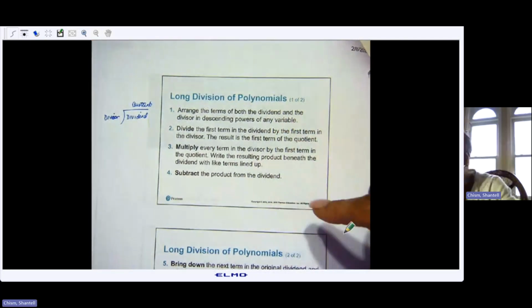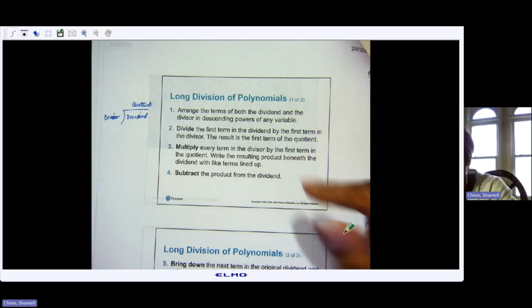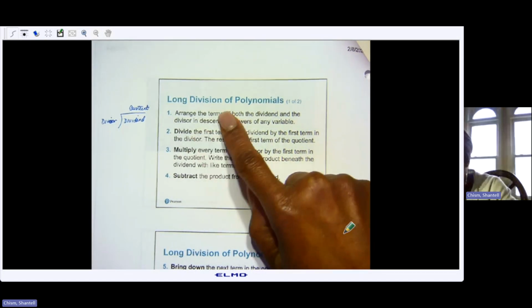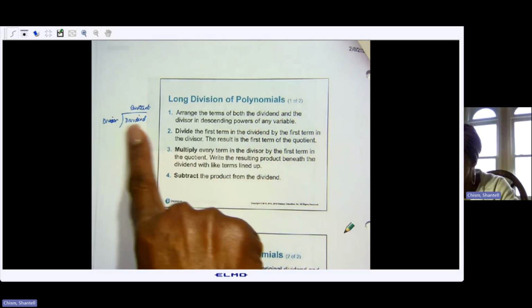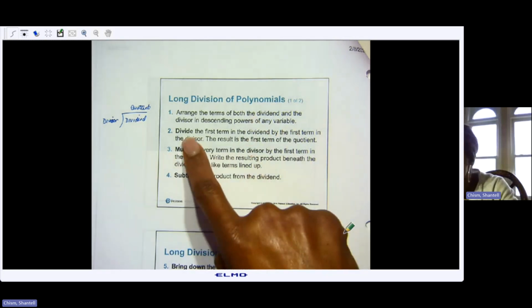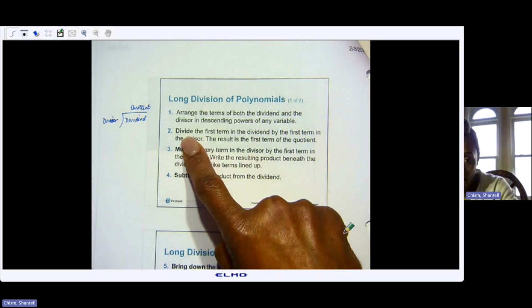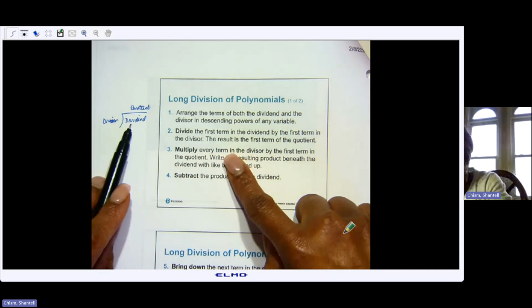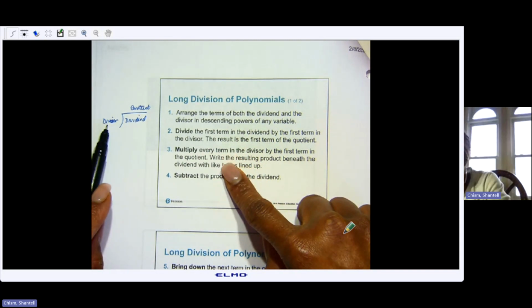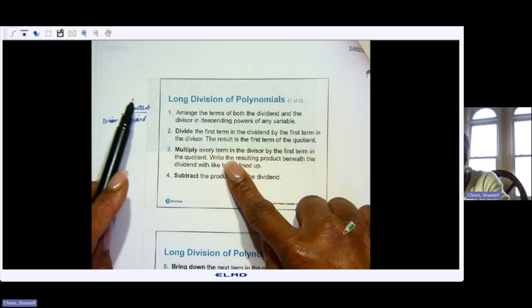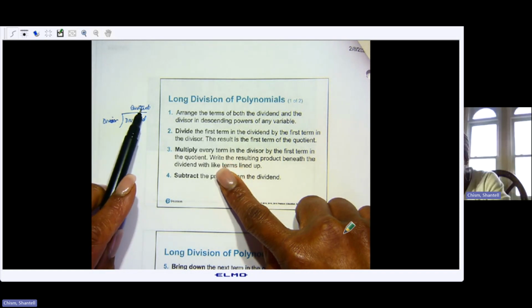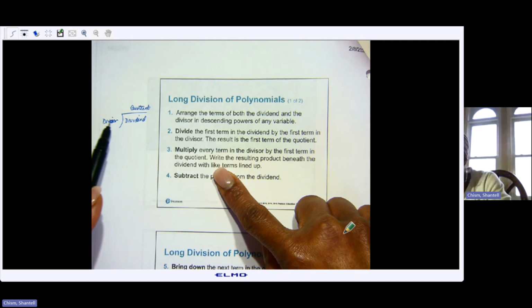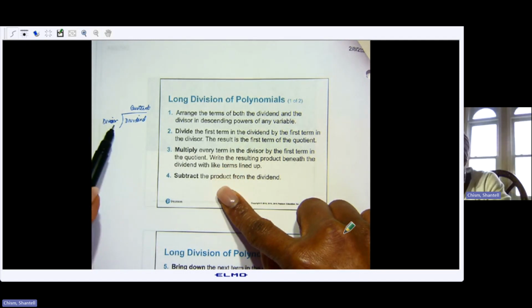Okay, so I'm going to write down the steps as I go through them when we're working problems. But the first step, after you arrange the powers of your dividend and divisor in descending order, if they're not already, technically the first step is to divide. You'll divide the first term of the dividend by the first term of the divisor. And the result of that answer will be the first term that goes up here, the first term of the quotient. Then you'll take that answer that you just found from that first step and you'll multiply it by the entire divisor, by the whole divisor.